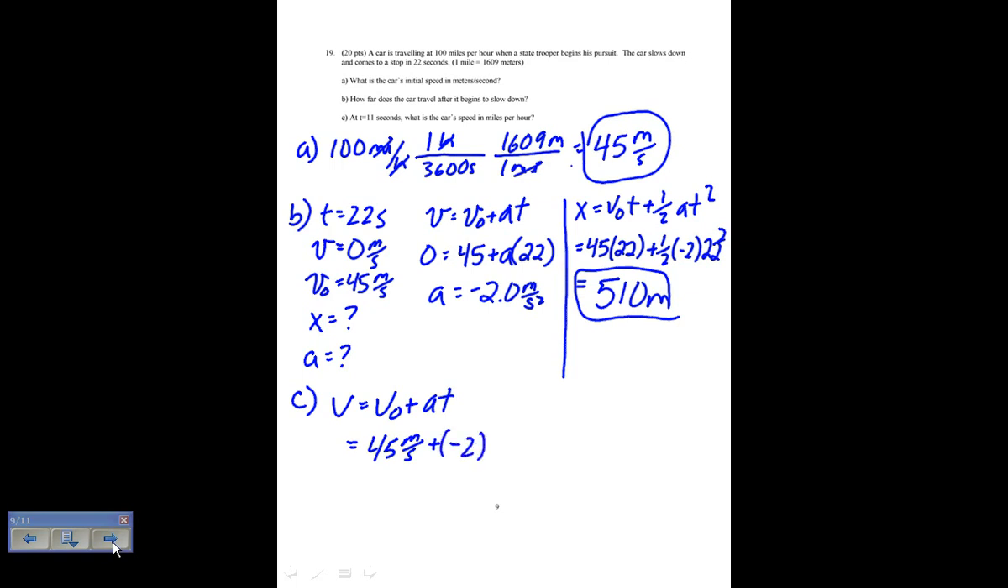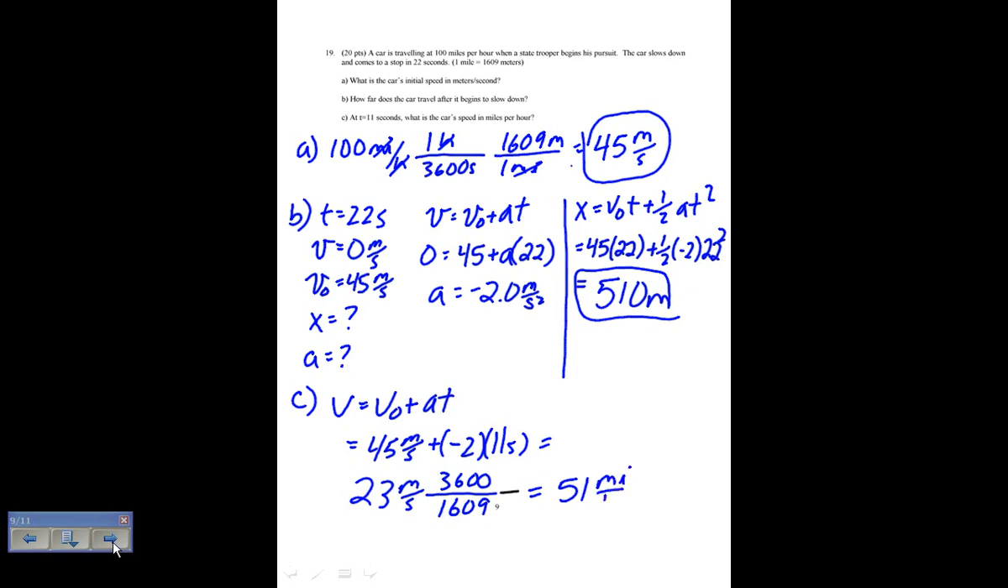And part C, at t equal 11 seconds, what is the car's speed in miles per hour? So now I know its acceleration. To find its speed is just really plugging in. I say v is equal to v0 plus at. My v0 was 45 meters per second, plus negative 2. That's my acceleration. And t is 11 seconds, that was given. So 45 minus 22 is 23 meters per second.